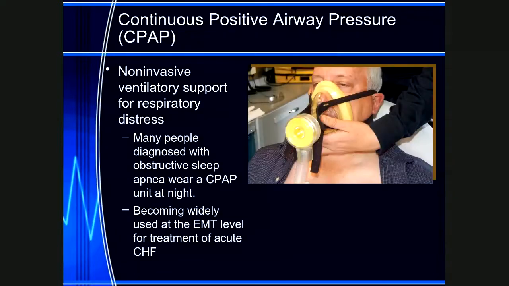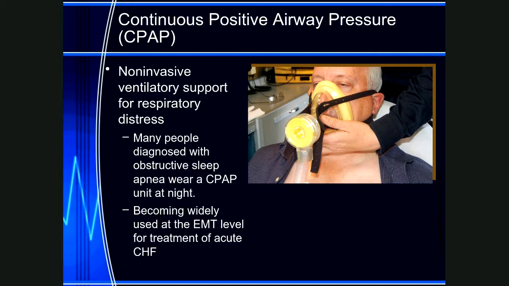For our COPD patients, we can use CPAP, continuous positive airway pressure. It's non-invasive ventilatory support for respiratory distress. A lot of people that have sleep apnea will wear a CPAP unit at night. And it's becoming widely used at the EMT level for treatment of congestive heart failure.